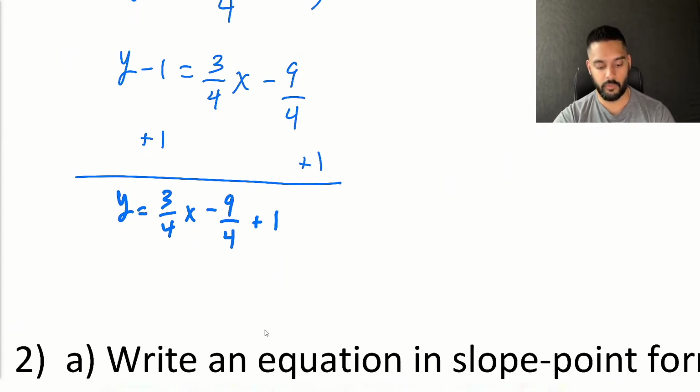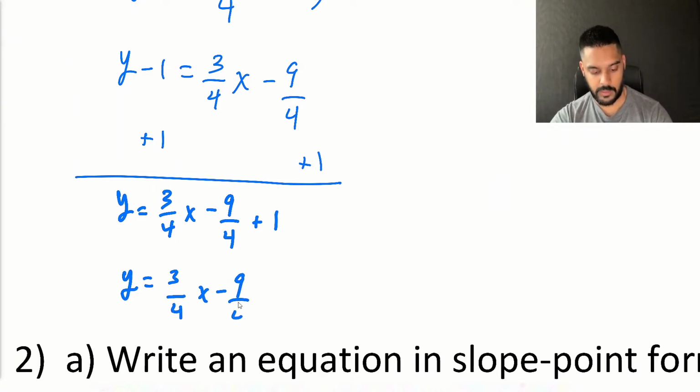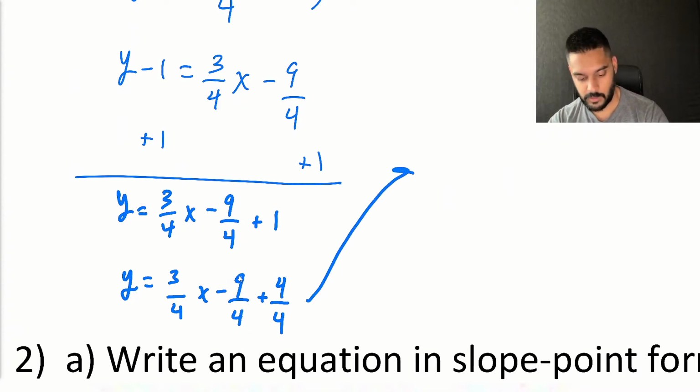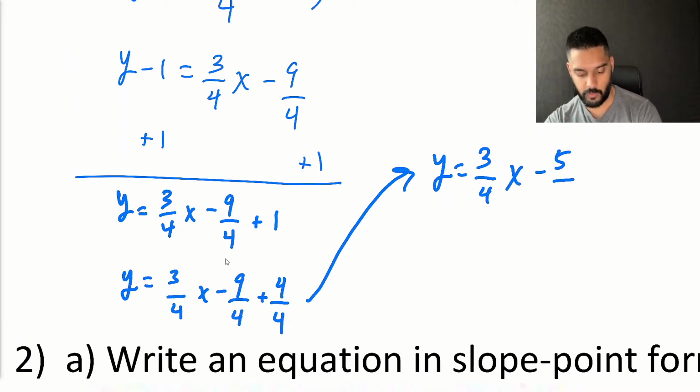If I take the 1 and rewrite it with a common denominator as the other fraction, let's use 4. So this 1 will become 4 over 4 instead. Right? That still represents 1. Now it has a denominator which I could use to help me add this together. Okay, so let's go up here, give us a little bit more space. So that means y equals 3 over 4 x minus 5 over 4.